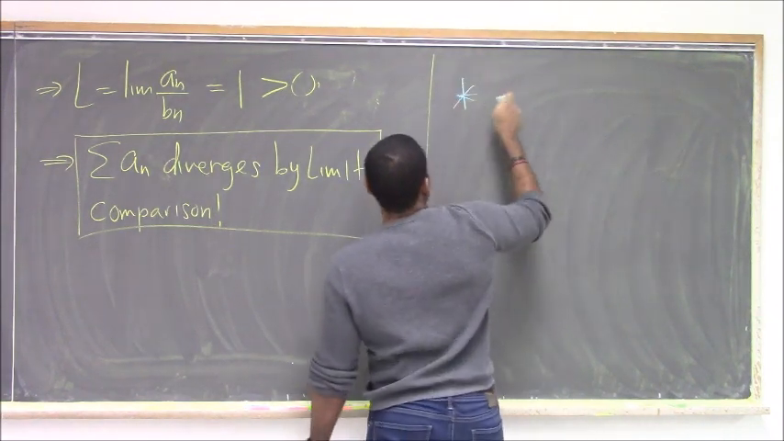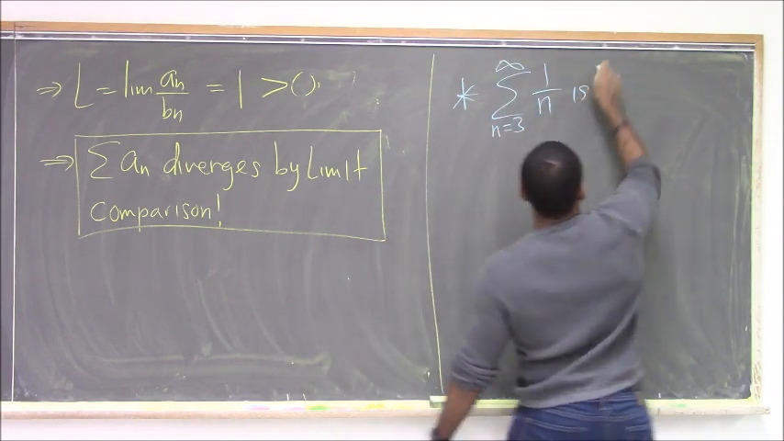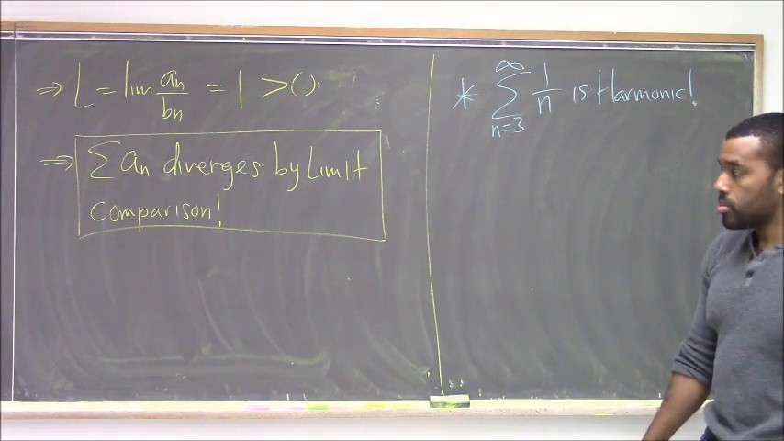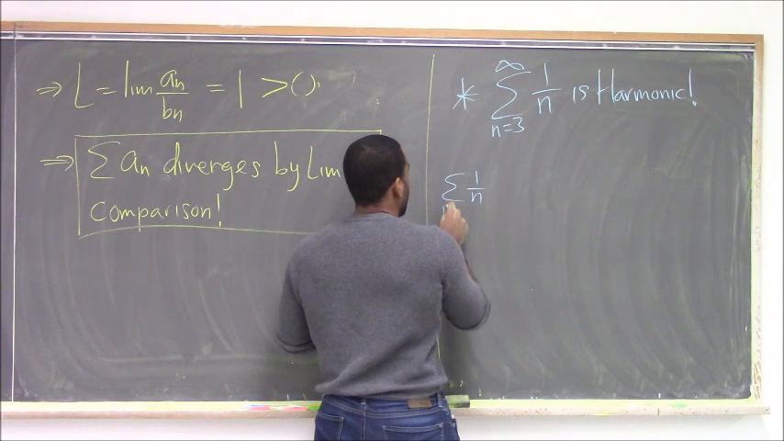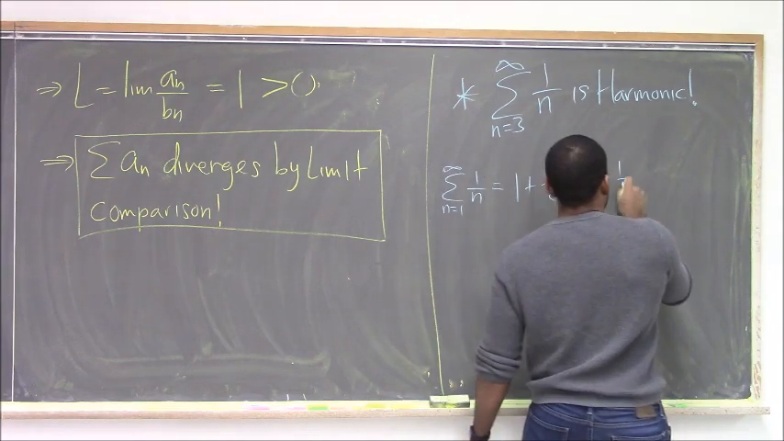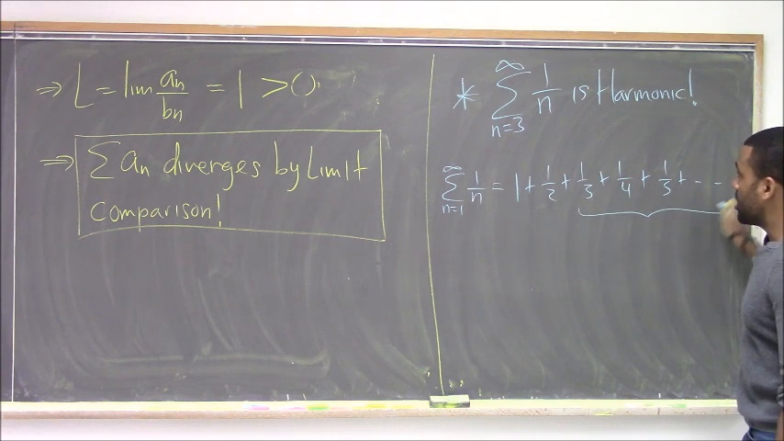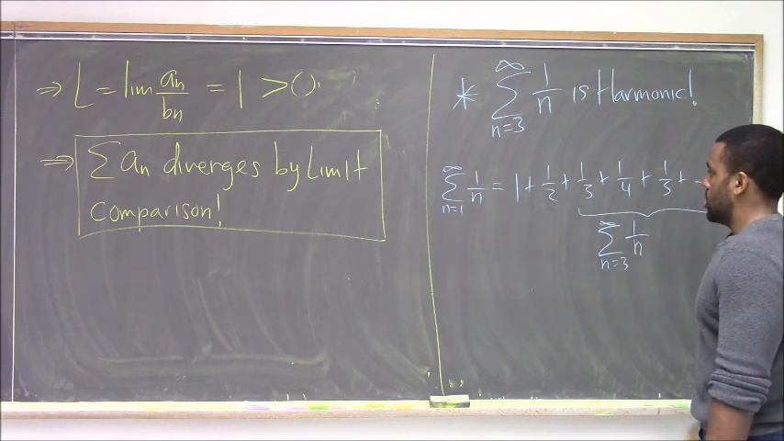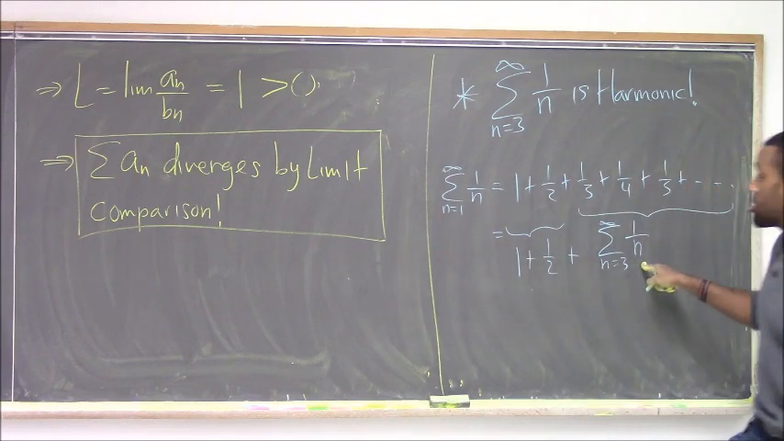So one thing I do want to mention here is that the sum from n equals 3 to infinity of 1 over n is harmonic. Now, there are a couple ways that we can see that. One is to notice that if you look at 1 over n from 1 to infinity, that's just 1 plus a half plus a third plus a fourth plus a fifth plus and so on. What you'll notice is that from this point on is where this guy comes in. So the harmonic series is actually just this constant plus that series.